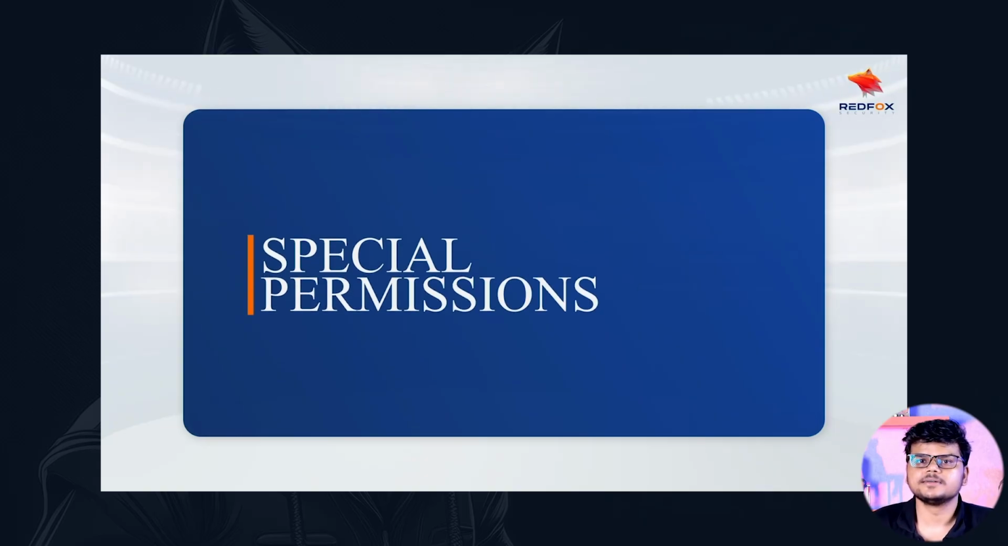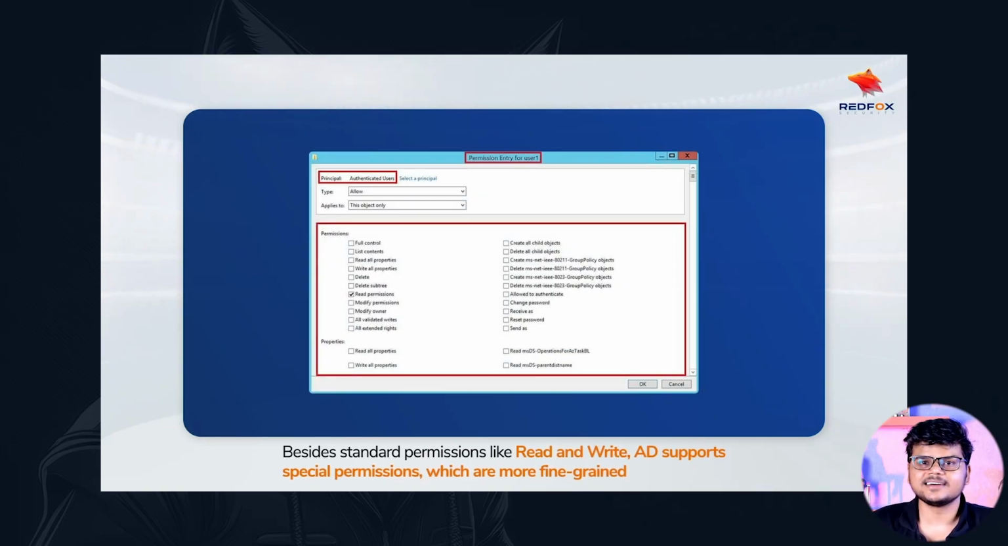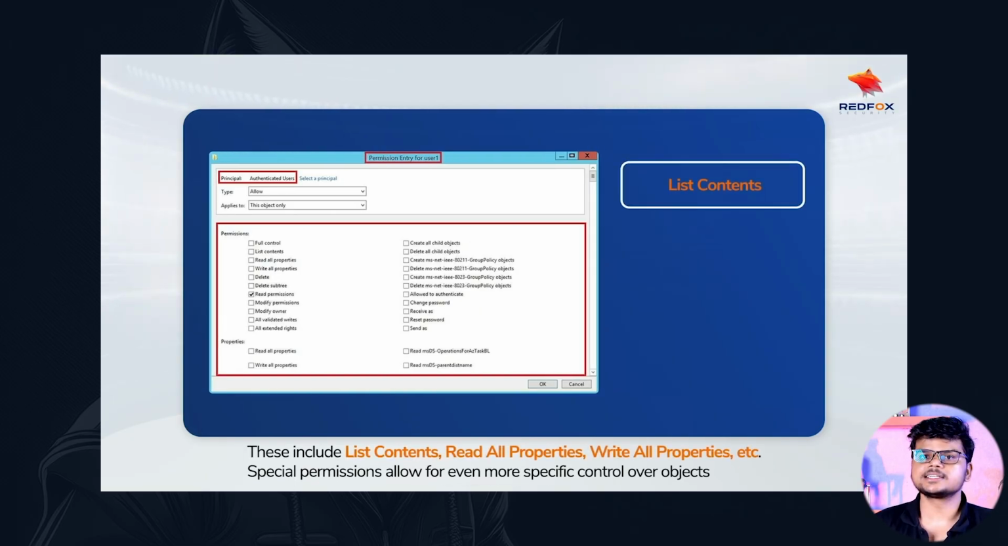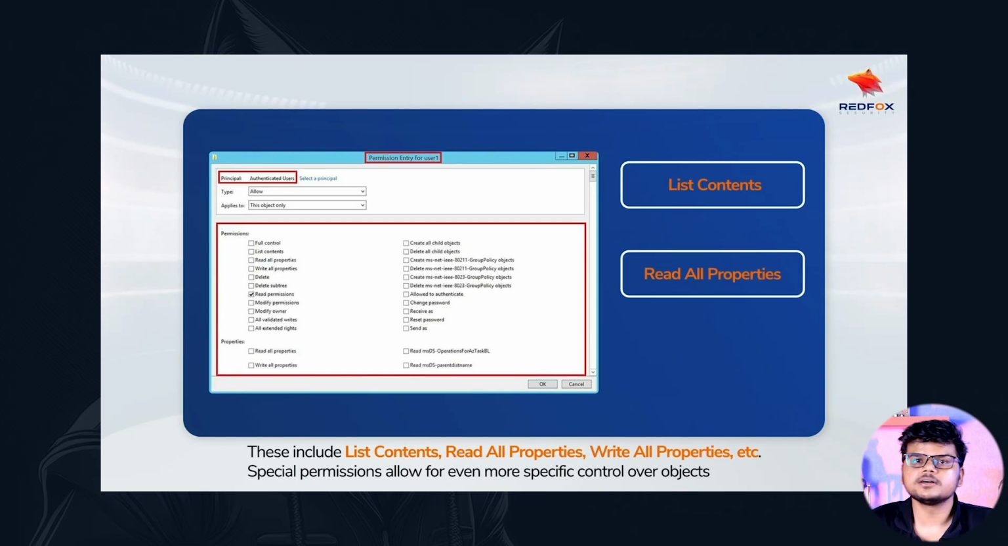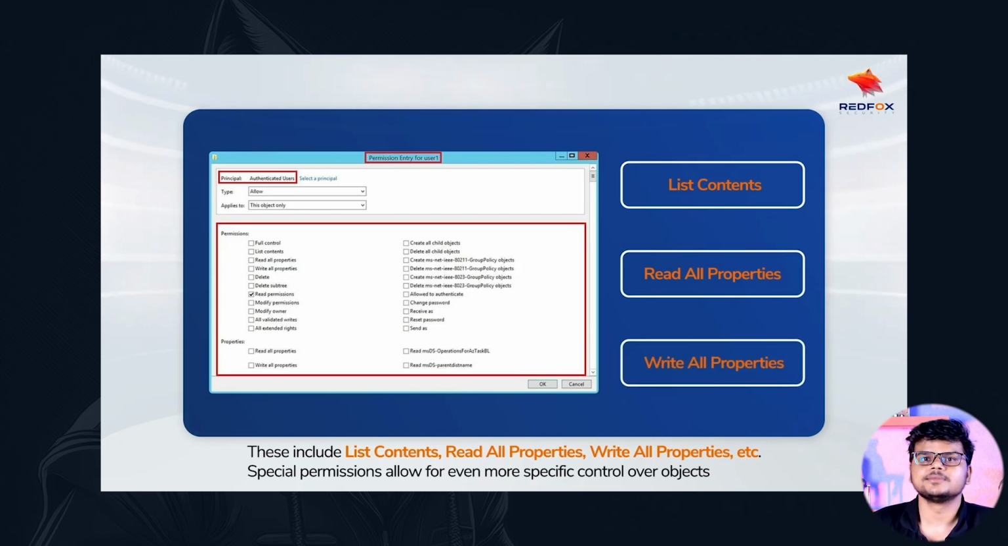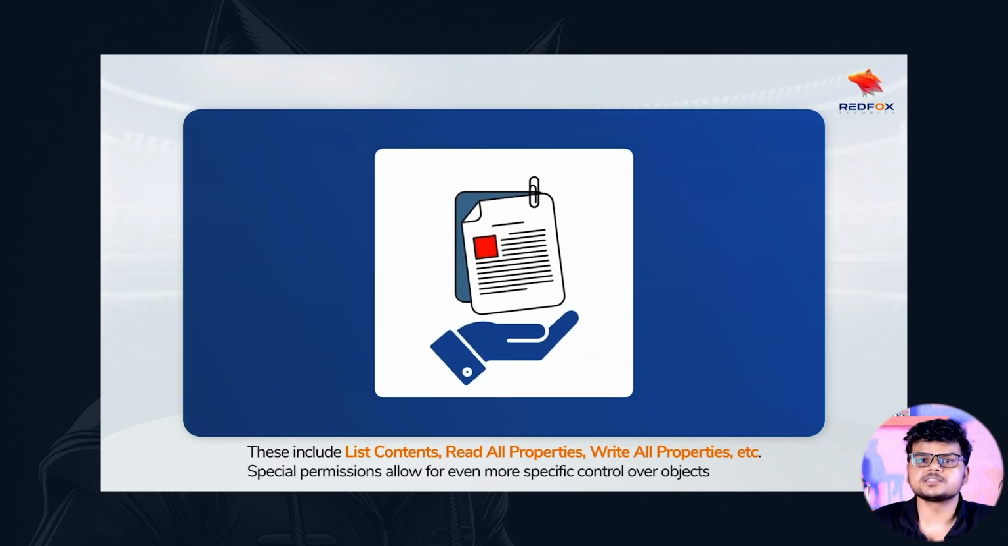Special permissions. Besides standard permissions like read and write, AD supports special permissions which are more fine-grained. These include list contents, read all properties, write all properties, etc. Special permissions allow for even more control over objects.